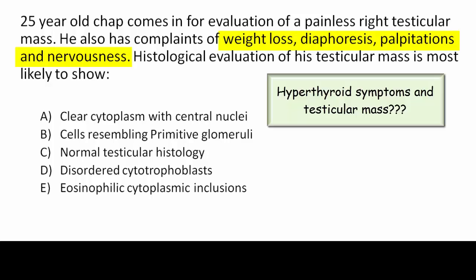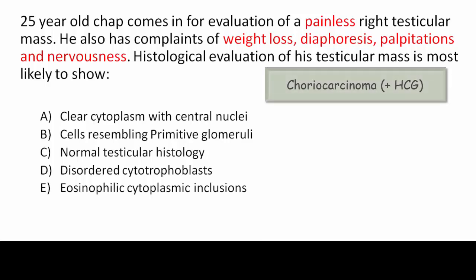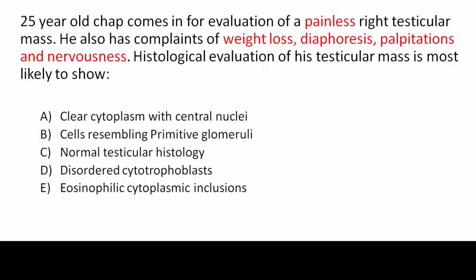What does hyperthyroidism have to do with testicular tumors? Well, which testicular tumor can present with signs of hyperthyroidism secondary to sequence homology with TSH? Right again, choriocarcinoma. Now, unfortunately, step 1 test makers love derivative questions, so it's not enough to just know which tumor this young man has. We need to be familiar with the histology of choriocarcinoma. Let's run through our options.